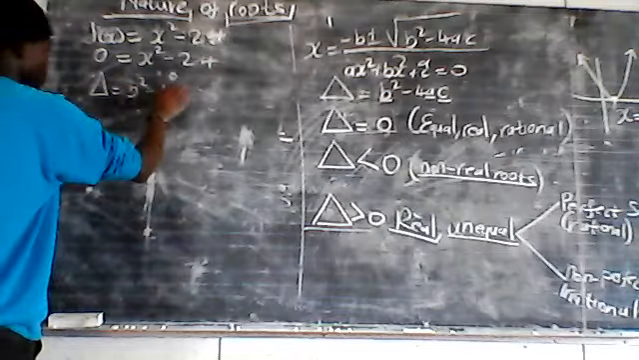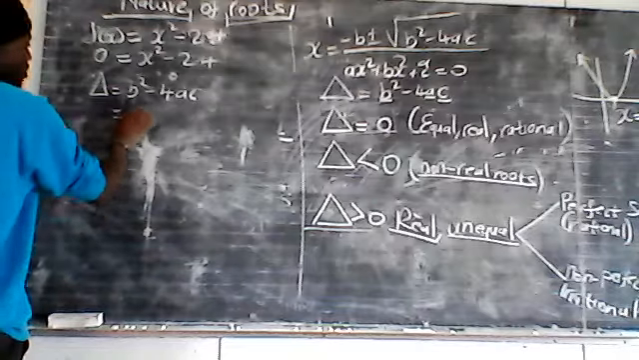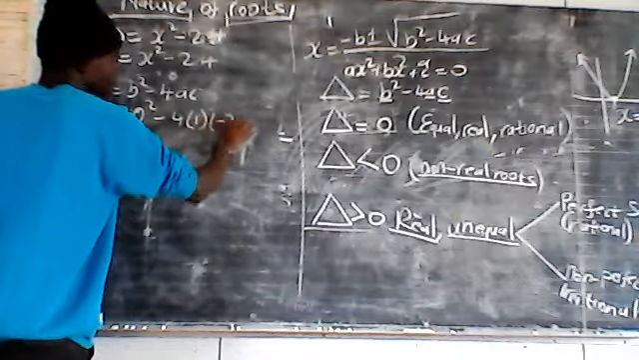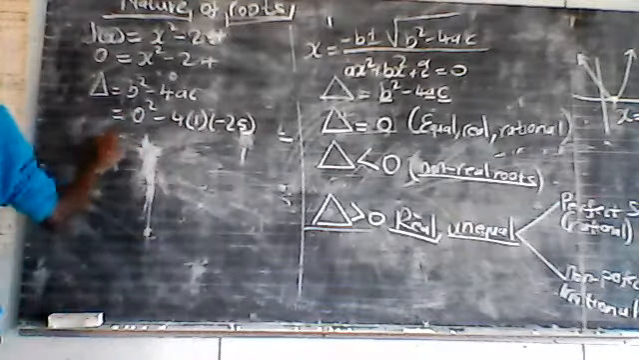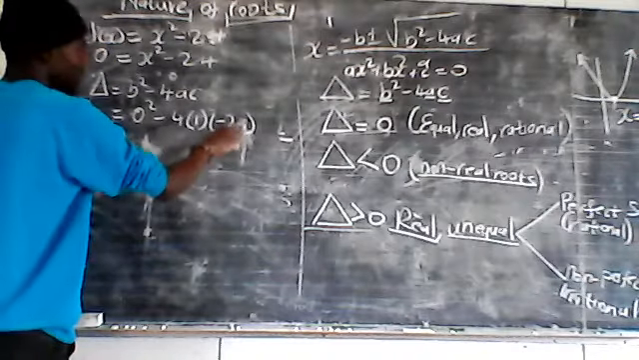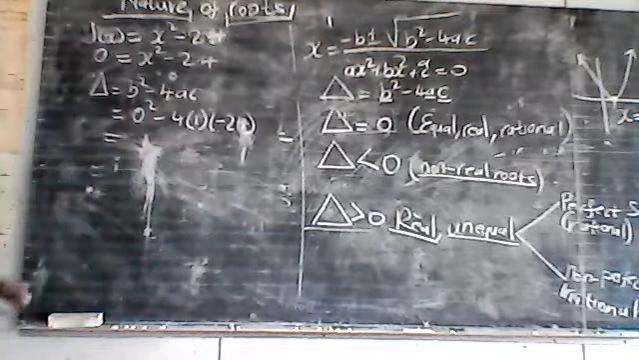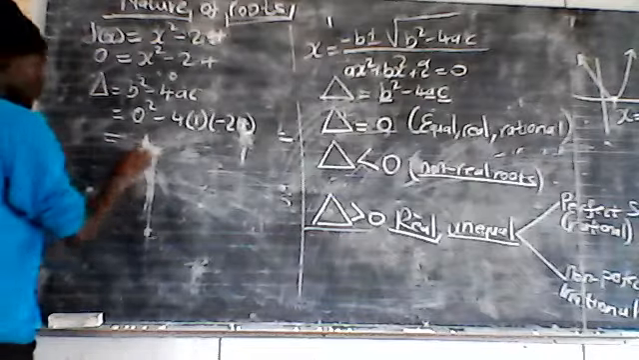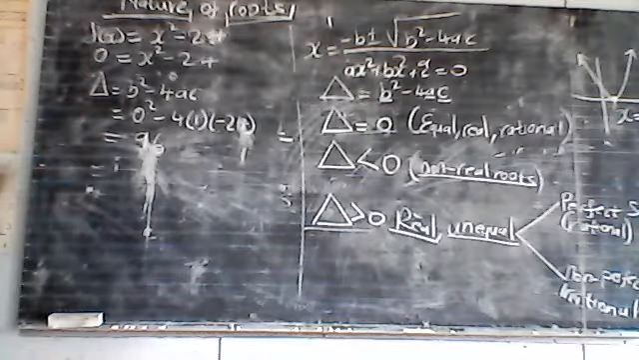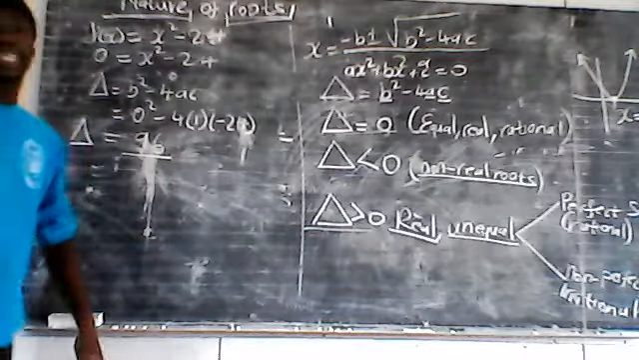Our delta equals b squared minus 4ac. So I'm going to substitute: still our b is 0, our a is 1, and our c is minus 24, guys. I think you could work out that in the end you will have positive 96, if I'm not mistaken. I'm not using a calculator, but it's something close to that. So you have a discriminant equal to 96.